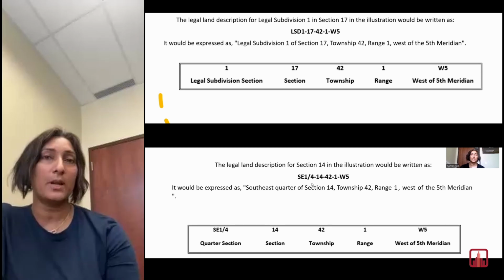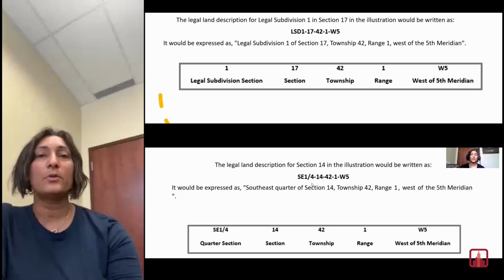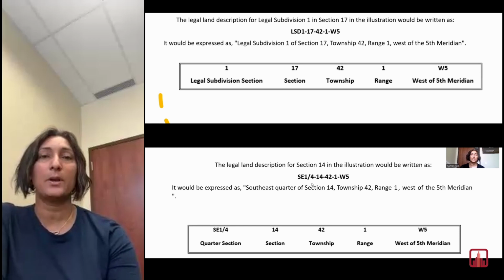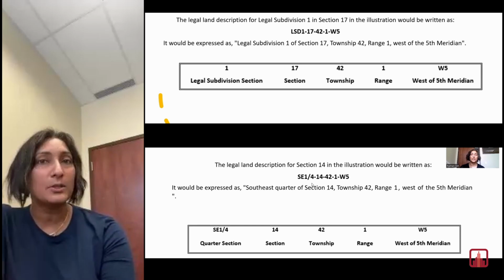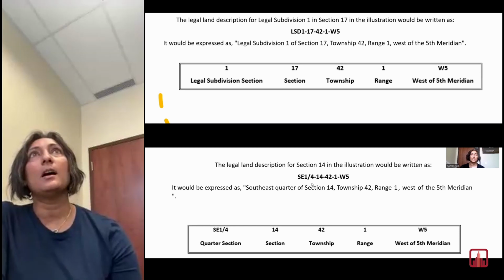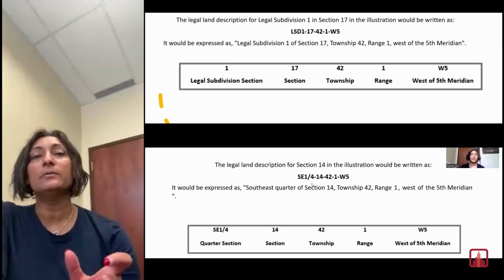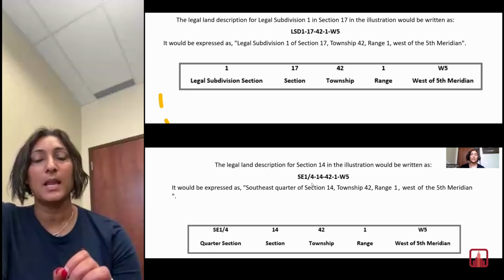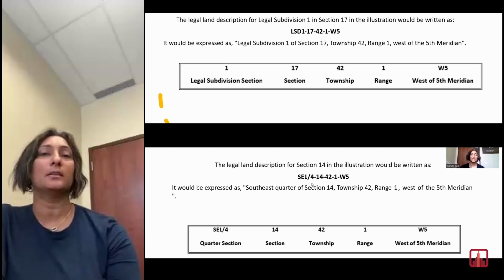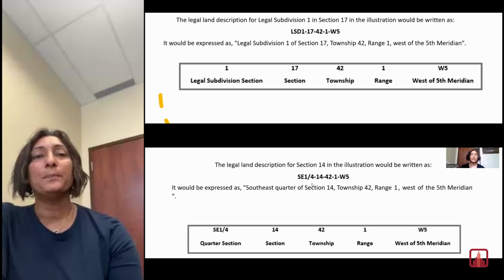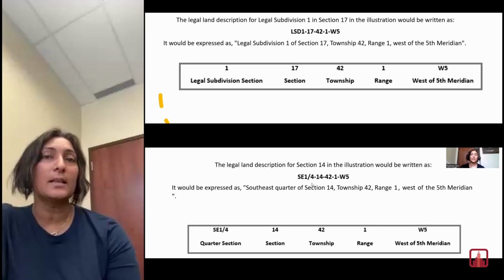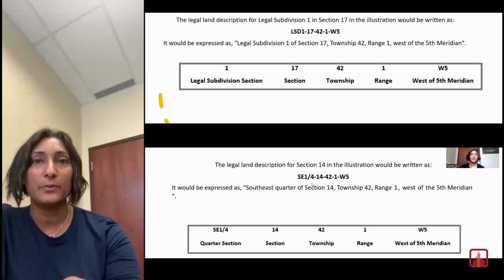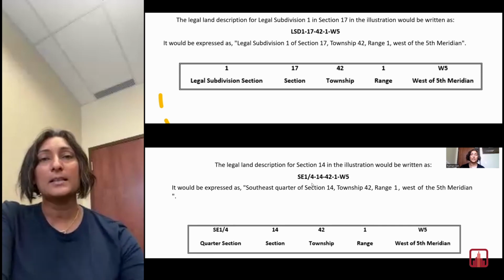Fourth one is the range. So the fourth one is always the range, and whatever number is there, remember that is your range. And then the last one will have a W. The one that has the letter W in it is the meridian. So it will be west of meridian. There are only three meridians, 4th, 5th, 6th. A lot of times it will be W5, so west of 5th meridian. That's how we remember that.